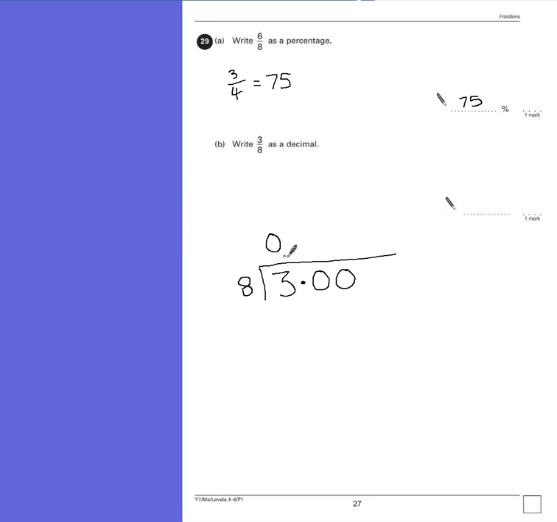So 8 goes into 3 0 times, leaving us a remainder of 3. So 8 into 30. If you don't remember your 8 times table, you have plenty of space to write it down. 8, then just add 8 each time. 8 add 8 is 16. 16 add 8 is 24. 24 add 8 is 32.